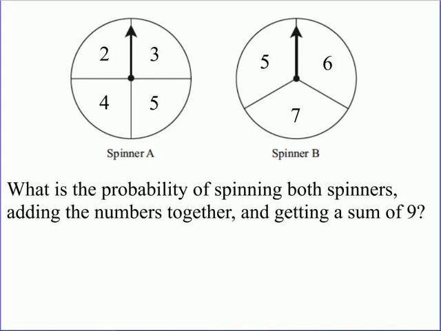So now we need to think. 2 and what will give me a 9? 7. So what's the probability of a 2? 1/4. What's the probability of a 7? 1/3. So you multiply those 2 numbers together. That's your first probability. Then what happens if you do a 3? A 3 with what will give you a 9? 6. So the probability of a 3 is 1/4. What's the probability of a 6?